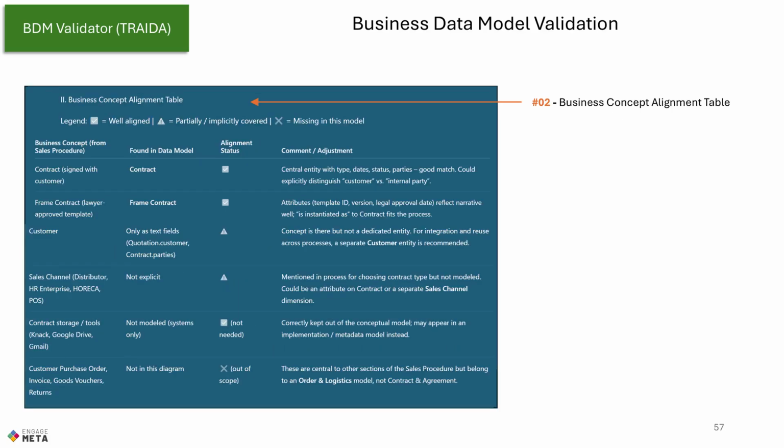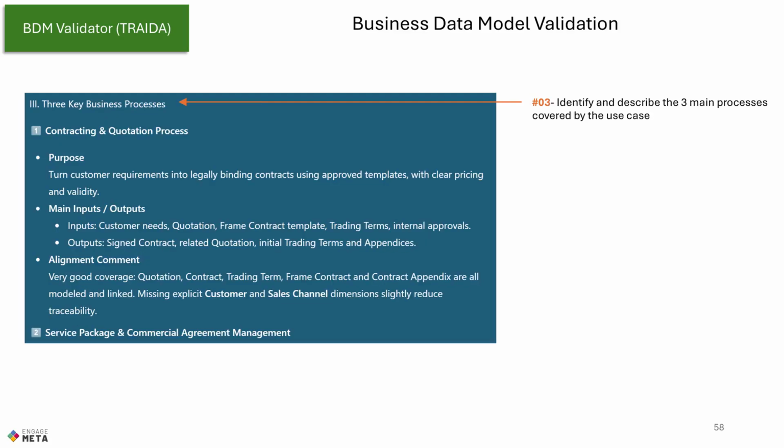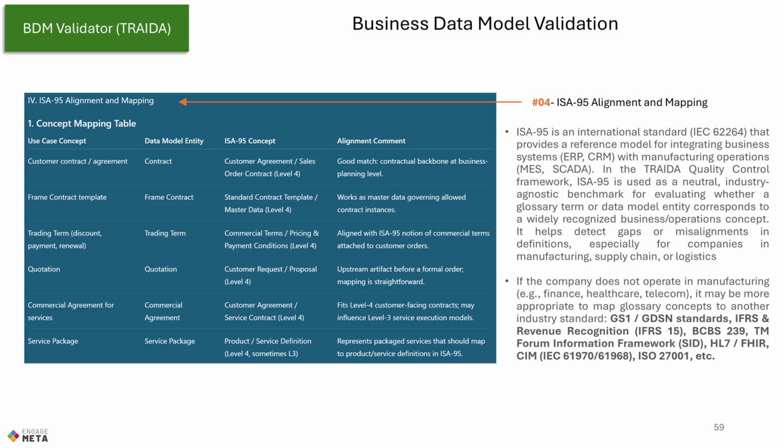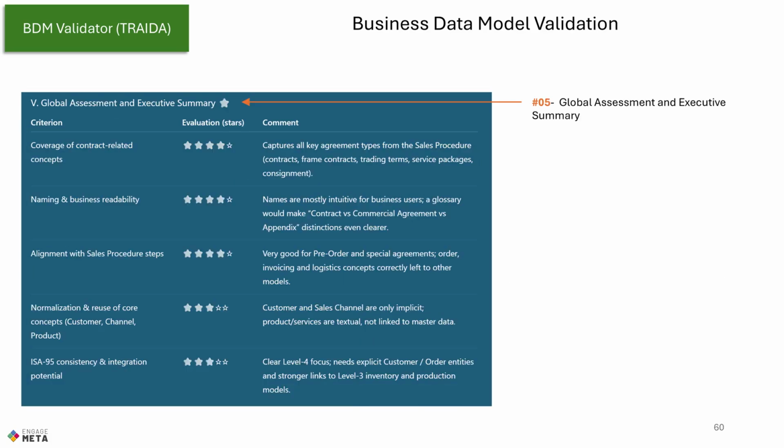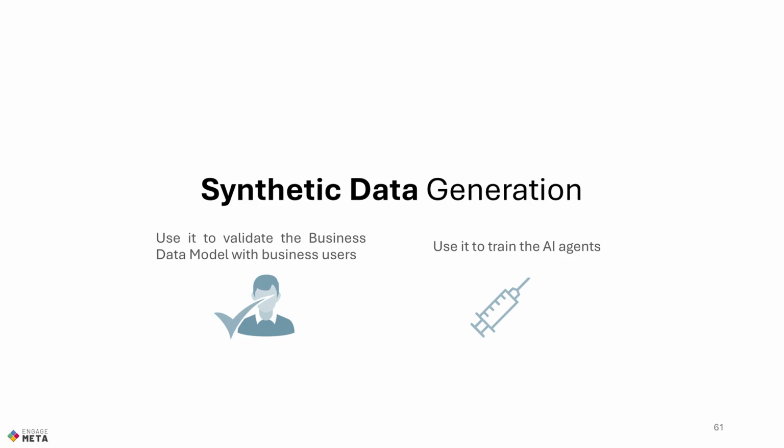Business concepts are mapped to data structures. These bridge business and IT perspective. Key business processes are explicitly identified. They encode the model in operations. Industry standards reinforce semantic quality. They reduce interpretation risk. A global assessment summarizes strengths and weaknesses. It supports executive decision-making. We now generate synthetic data.